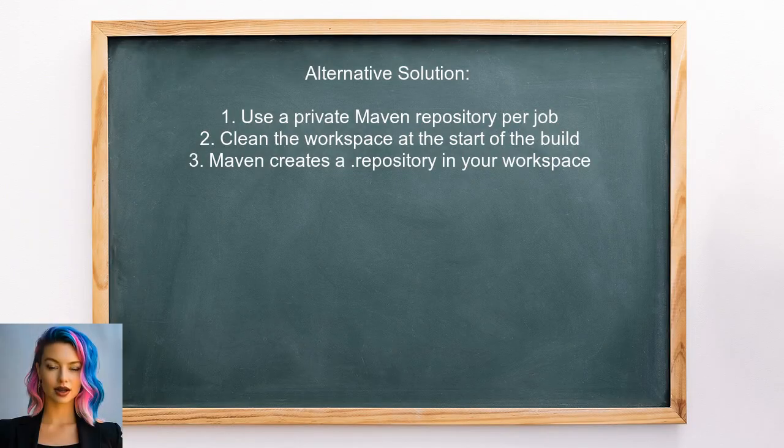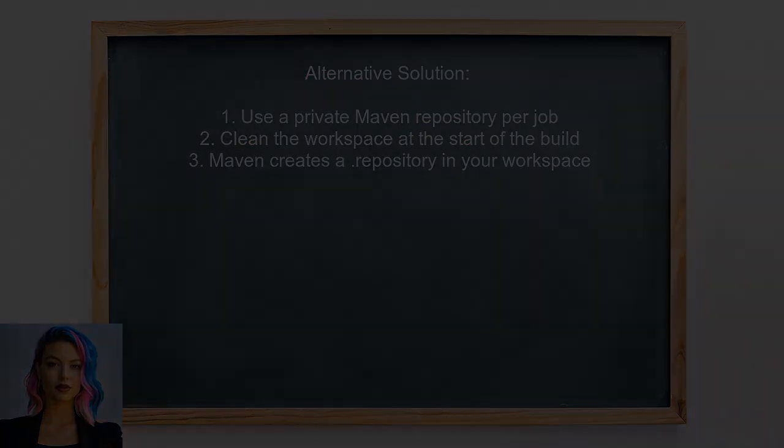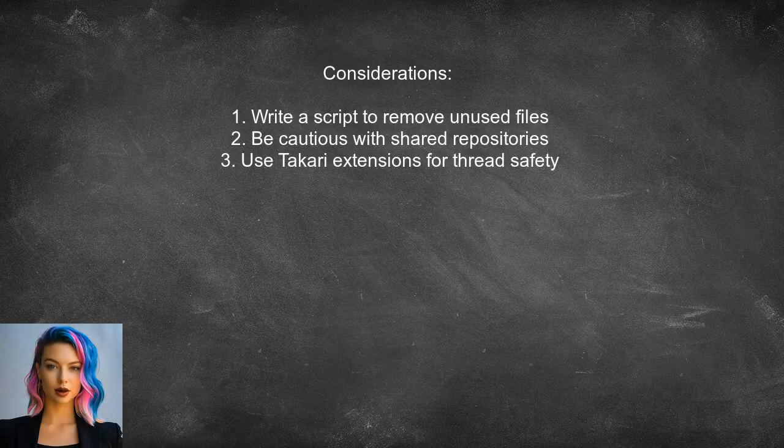One alternative approach is to use a private Maven repository for each job. This allows you to clean your workspace at the start of each build, ensuring a fresh environment. By checking the option to use a private repository, Maven will create a .repository folder in your workspace. If you have many shared dependencies, consider writing a script that periodically removes unused files from the shared repository. However, be cautious with shared repositories, as Maven is not thread-safe by default. To ensure safety, you might want to use Takari extensions.